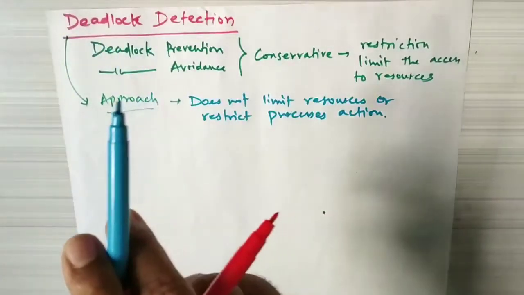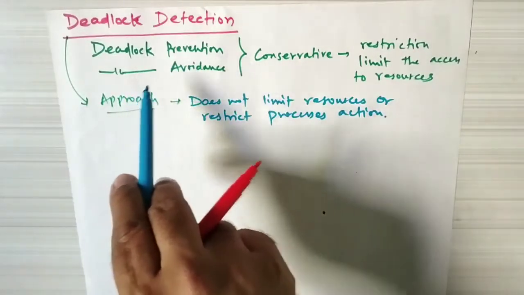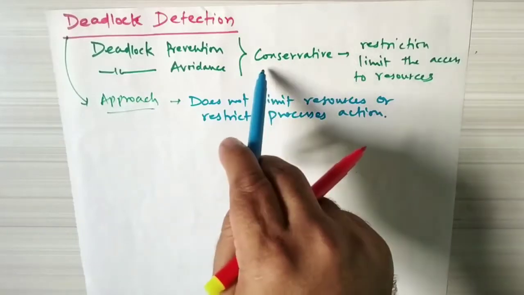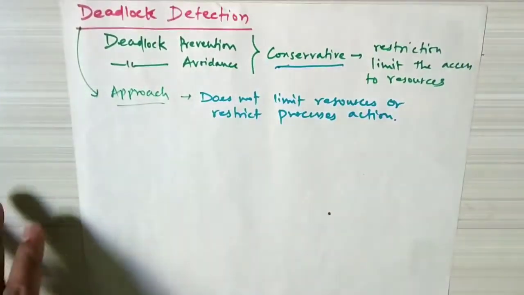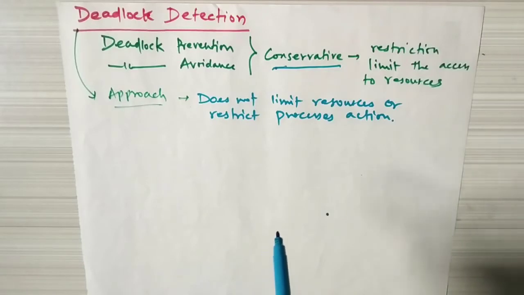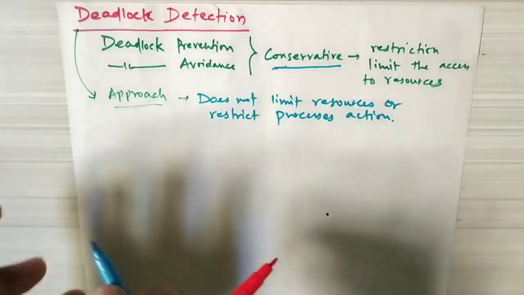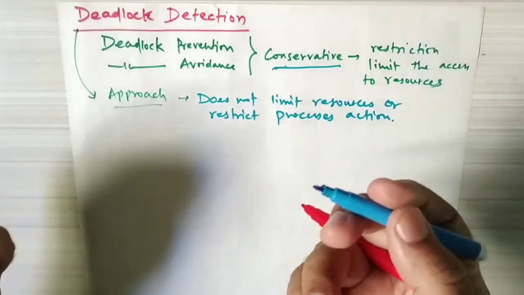The two which we have seen in the earlier video, deadlock prevention and deadlock avoidance, are very conservative. So we were just taking a flashback of the previous two topics. The deadlock detection approach does not limit resource access or restrict process actions. With deadlock detection, requested resources are granted to the processes whenever possible. So whenever possible we allow the processes to access the resources.